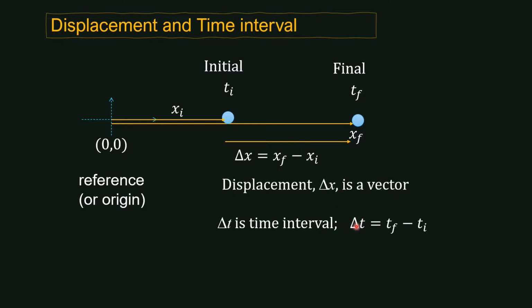Similarly, delta t means final time minus initial time, or simply time interval. Time does not need direction to describe it. For example, we don't need to say 2 seconds to the left or right. Simply saying or writing time is 2 seconds is enough to describe the time. A quantity that does not need direction to completely describe it is called scalar quantity. Therefore, time is an example of a scalar quantity.